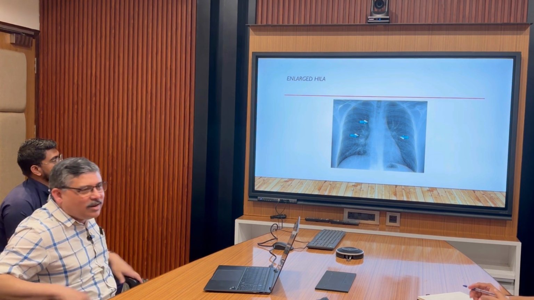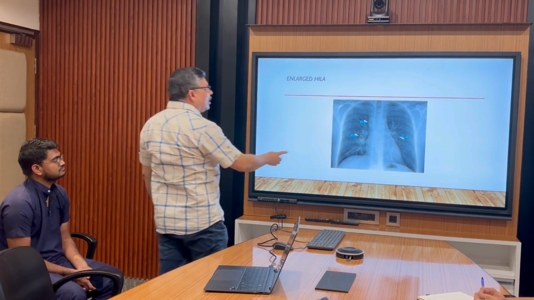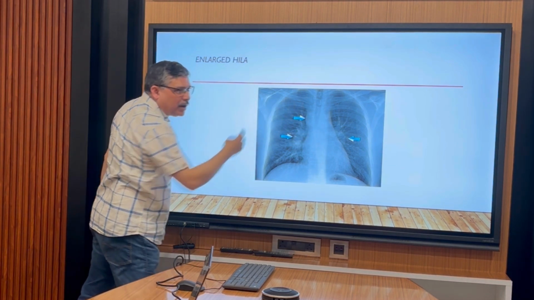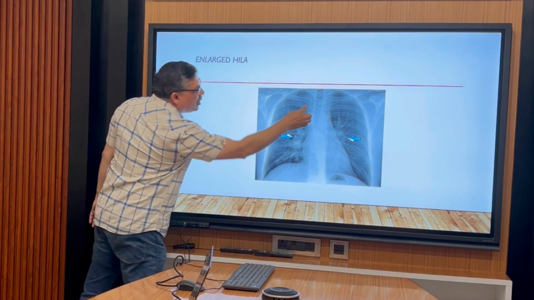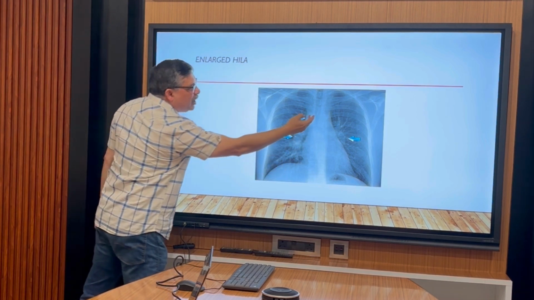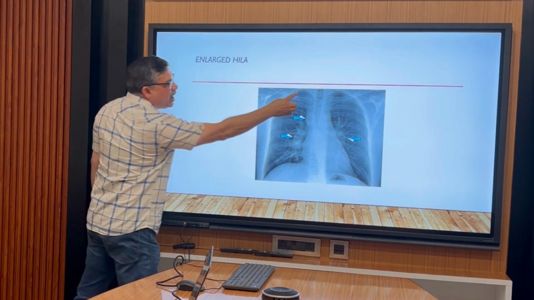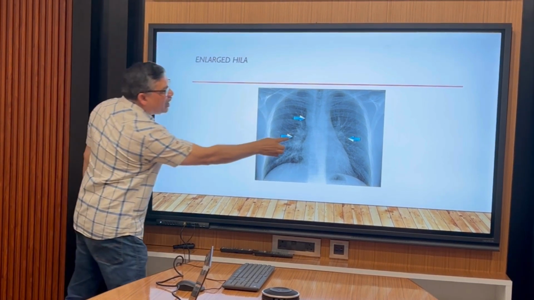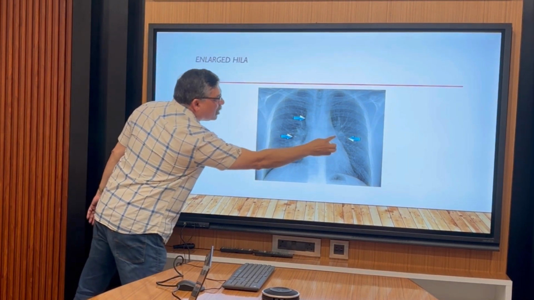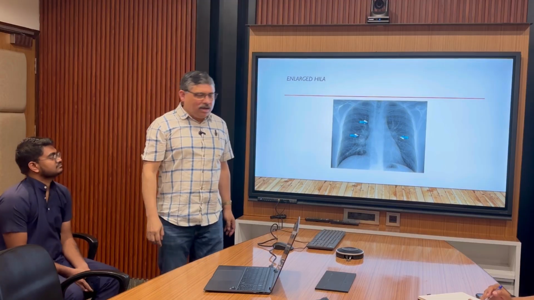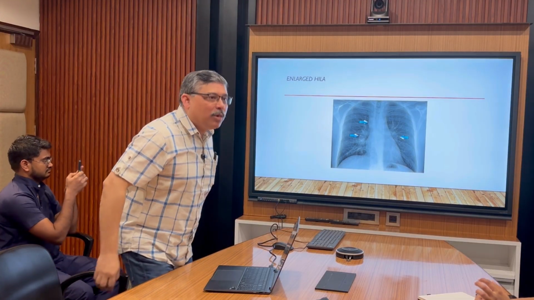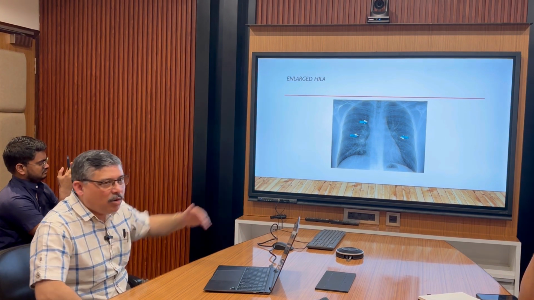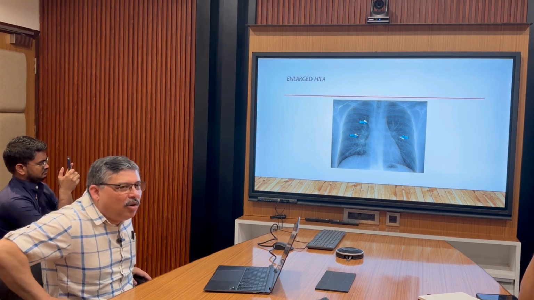Can you make out? This should have been the right paratracheal line. There is something here in the right paratracheal region. That is where the line has broadened. There is no line now; the whole thing has become a band. And there are a few things here and here. So these are lymph nodes. That is a mediastinal lymph node. These are hilar nodes. So, bilateral hilar nodes.